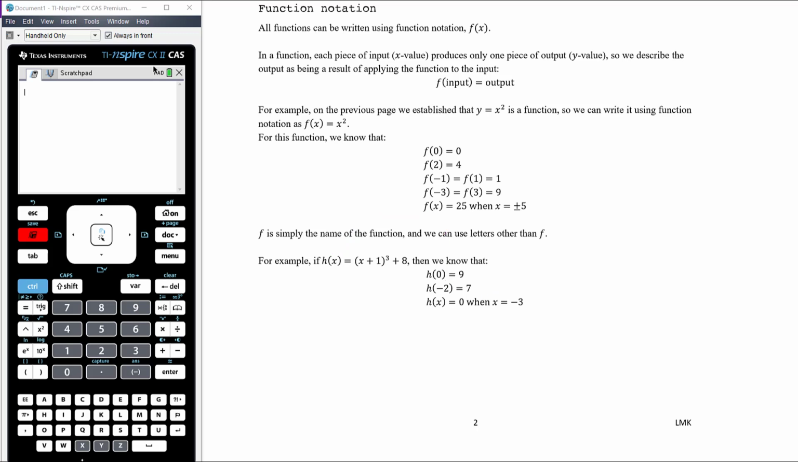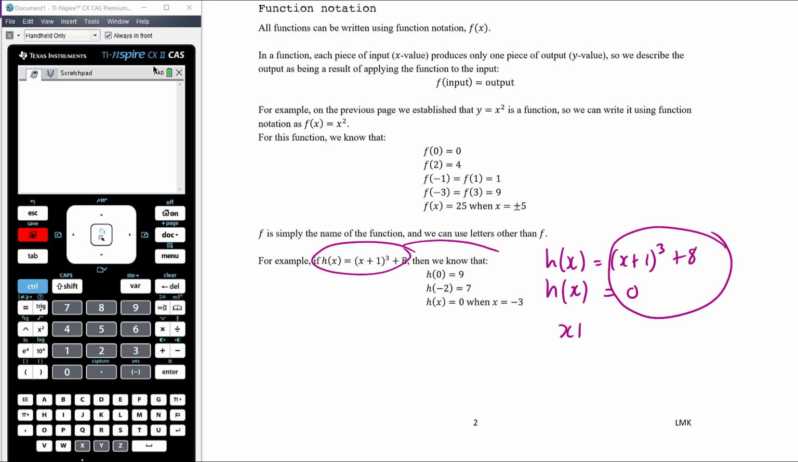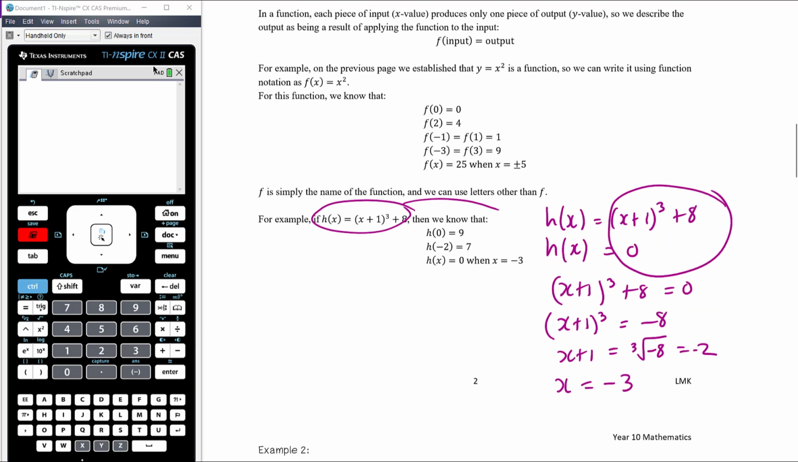We also know that h of x is equal to 0. Okay, so this is h of x. H of x is x plus 1 all cubed plus 8. And we know that h of x is equal to 0, which means that that has to equal 0. And so that means x plus 1 all cubed equals negative 8, which means that x plus 1 is the cube root of negative 8, which is negative 2. And so x is equal to negative 2 minus 1, which is negative 3. Okay. Another way we could write that same information is that h of negative 3 is equal to 0. When we make x negative 3, we get 0.